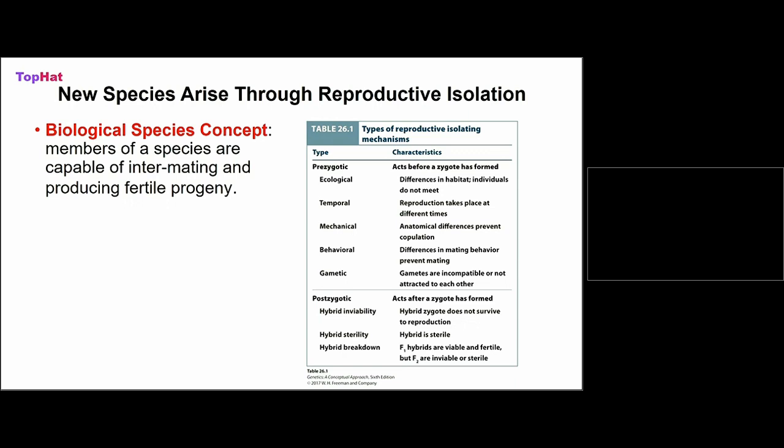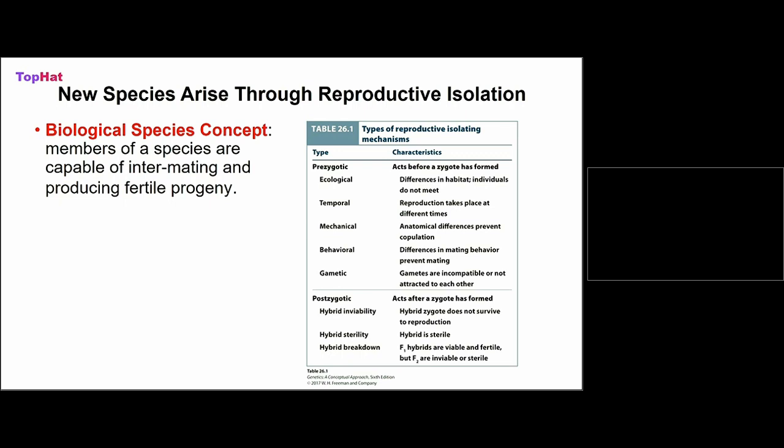Temporal: reproduction takes place at different times. This is especially important in things like plants, where you might have different times when they are blooming or fertile, but even things like frogs, where these frogs are fertile in the early spring and these frogs are fertile in the later spring. So they may not mate at the same time. Same thing with the beetles. They might be mating at slightly different times, even of the day.